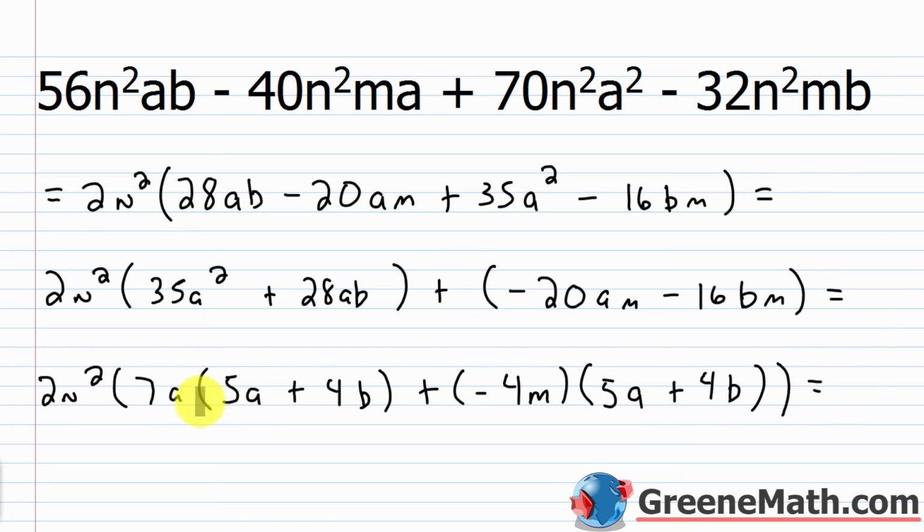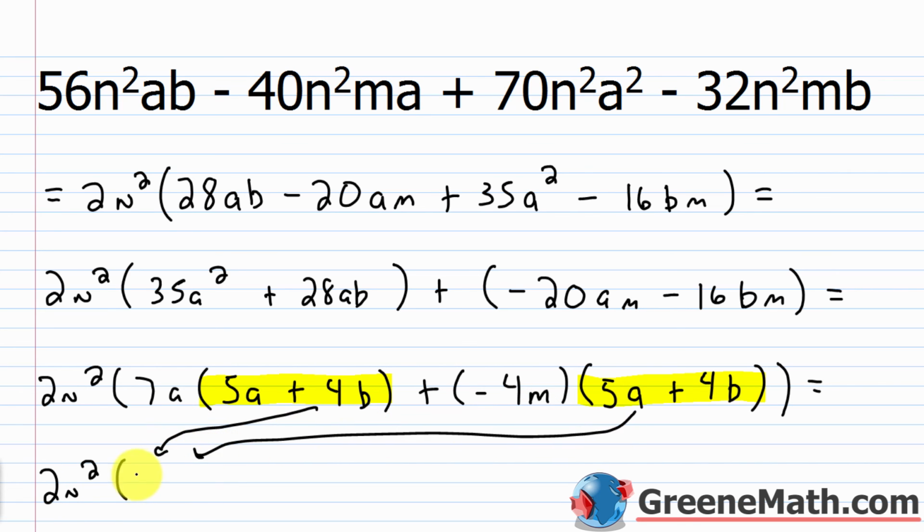So what do I have here? I have a common binomial factor of 5a plus 4b. So this will be 2n squared times, if I pulled this out, I'd have that 5a plus 4b. And then what's left? Well, I'd have 7a plus, over here, I would have negative 4m. So I'm just going to write minus 4m. So we end up with 2n squared times the quantity 5a plus 4b times the quantity 7a minus 4m.